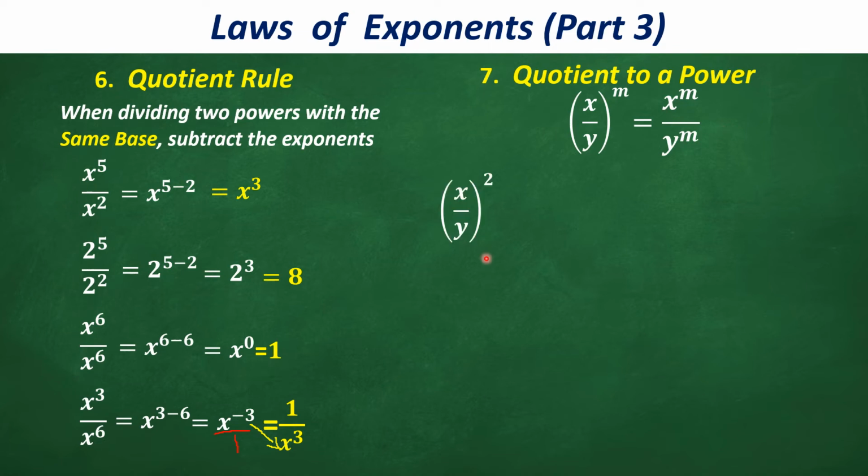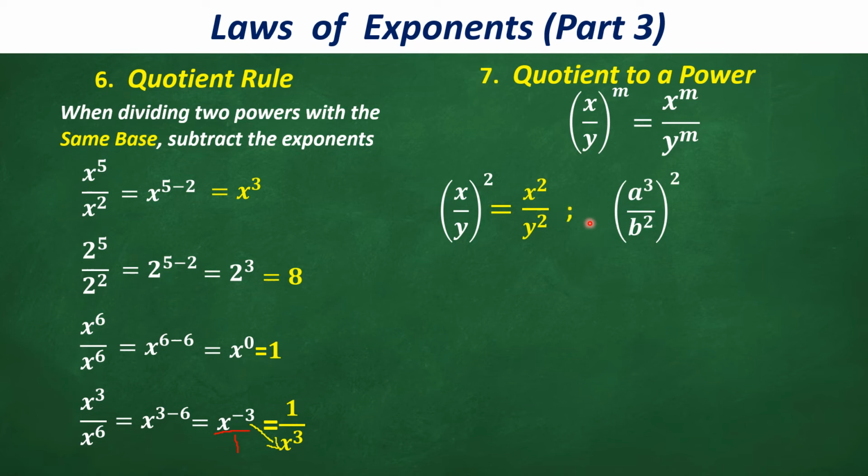For example, we have quantity x over y, quantity raised to the 2nd power. So, the numerator x, ang kanyang exponent ay 1. Again, invisible ang exponent na 1. 1 times 2 is 2. And then, the variable y, ang exponent ni y is 1. Multiply din sa exponent na nasa labas, which is 2. That's why this is our final answer. x squared divided by y squared.